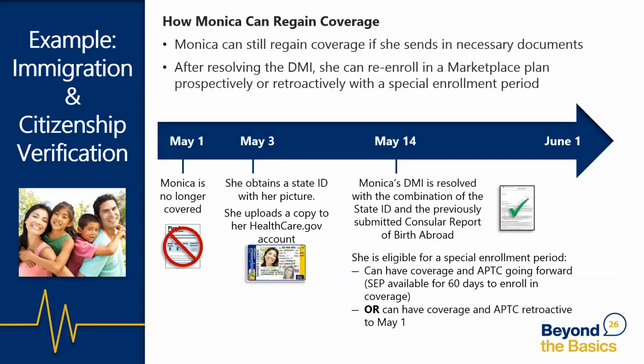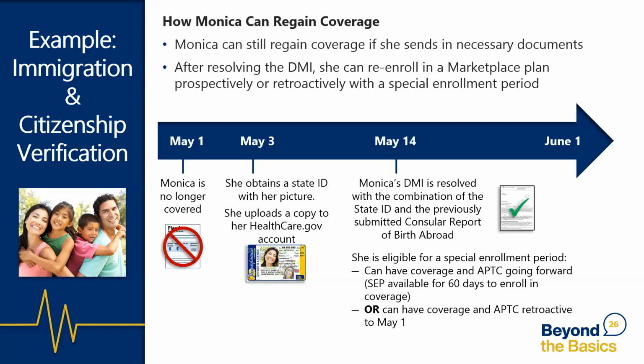So what happens next for Monica? So Monica can still regain her coverage if she sends in necessary documents. So after resolving the data matching issue, she can enroll in a marketplace plan. Again, she could do it prospectively or she could do it retroactively, right? So May 1st, Monica is no longer covered. She loses coverage. Her coverage expires. She obtains a state ID with her picture on it, and she uploads a copy to healthcare.gov on May 3rd. She spent a lot of time at the DMV apparently, right? Because that's pretty fast. Let's hope that people can do that quickly, but it's not always that easy.